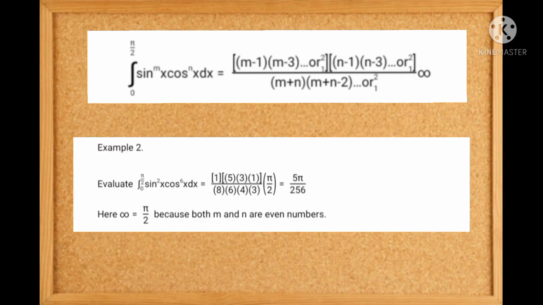This is example 2. Let's evaluate the integral of sin to the 2nd x cos to the 6th x dx with the limit of 0 to pi over 2. Same as the process, just based on the Wallis formula. Here for the factor, we use pi over 2 because both m and n are even numbers. So the result is pi over 256.